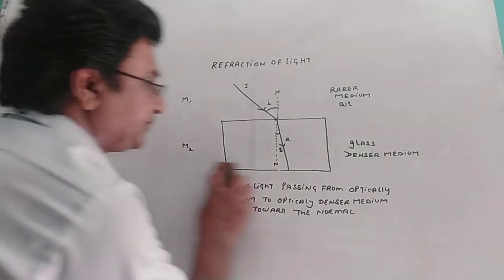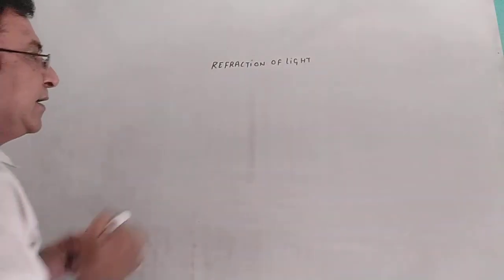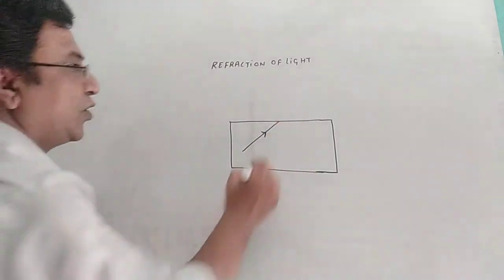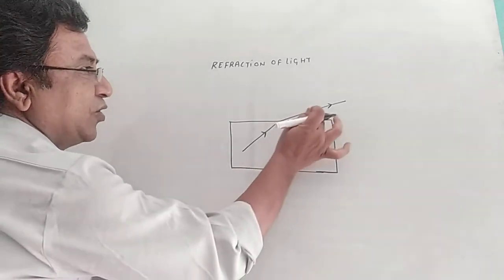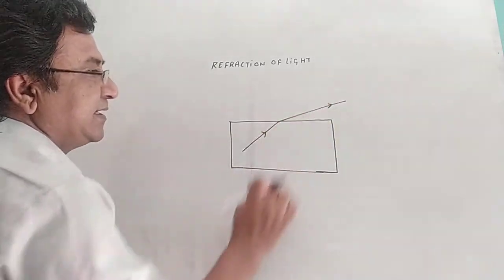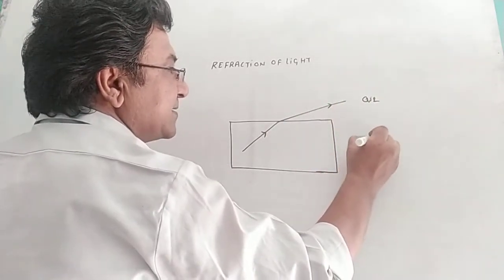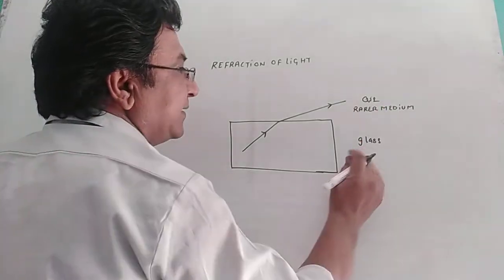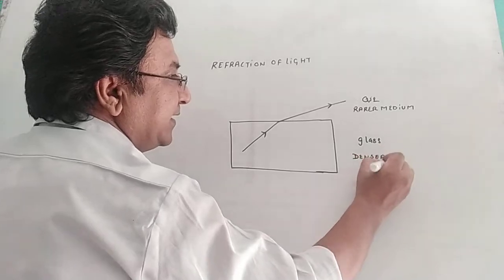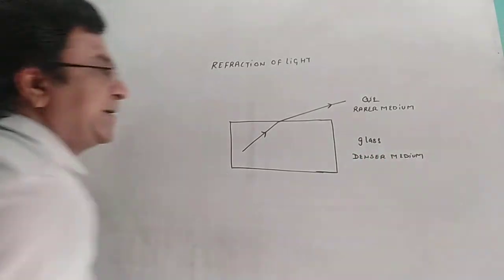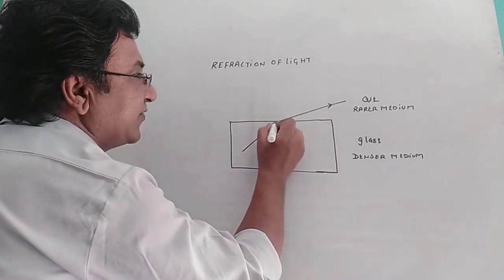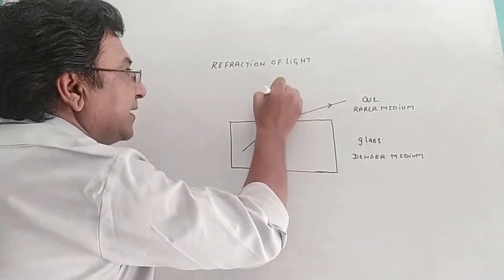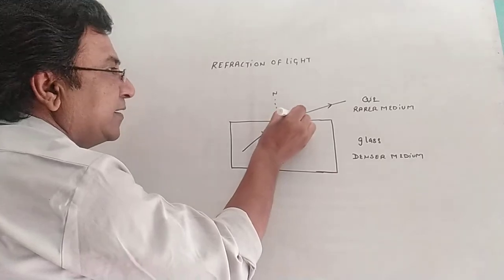Okay, let's take another case. Now suppose the light is passing from glass, meaning optically denser, to optically rarer medium. These arrows are required to understand where the ray is going. So this is air and this is glass. Air is an optically rarer medium as compared to the glass, and glass is an optically denser medium as compared to the air. So now in this case the ray is passing from denser to rarer medium. If we draw, we will see this is the angle of incidence, the normal is drawn, and this is the angle of refraction.